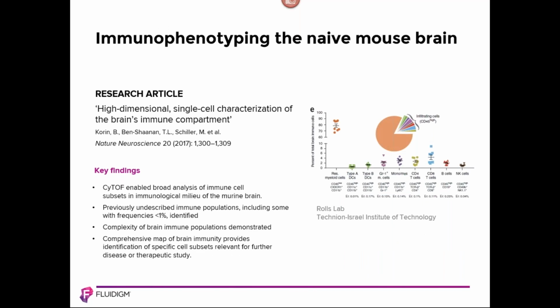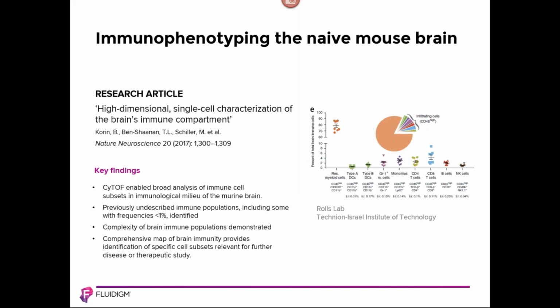Mass cytometry is widely used in mouse models also. In this paper, the Rolls lab at Technion Israel Institute of Technology used mass cytometry to perform a high-dimensional single-cell characterization of immune cells in the naive mouse brain.